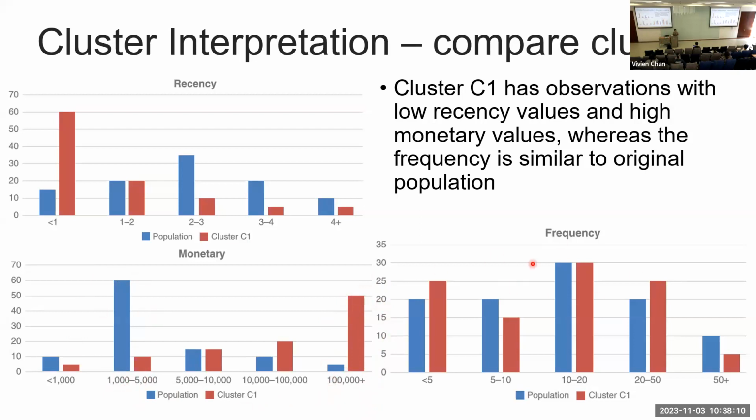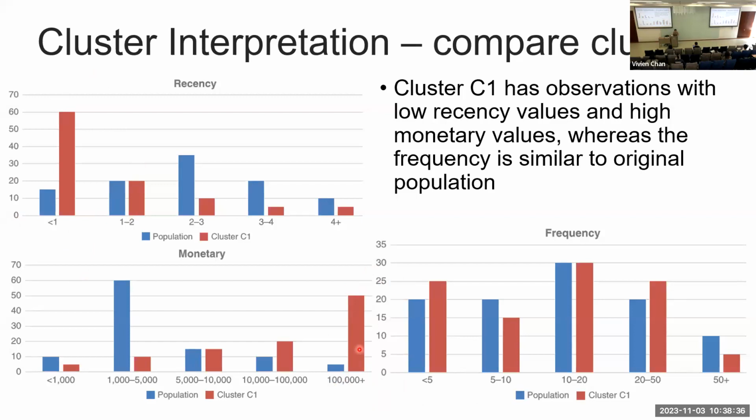Then for the frequency, assuming this is the frequency of making claims, I would say cluster 1 is quite similar to the population. So this is how you interpret cluster C1. For cluster C1, it has a low recency value and a high monetary value.